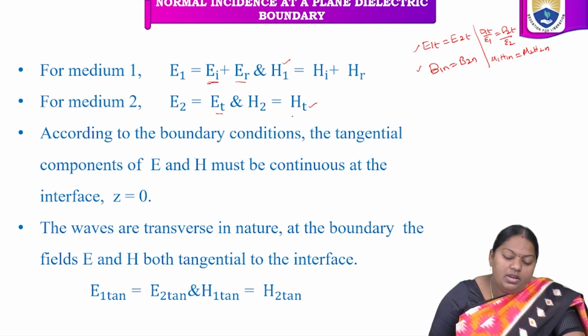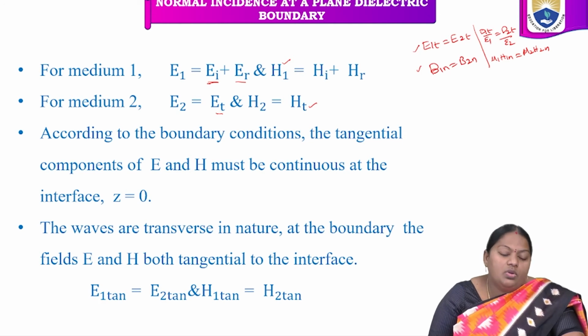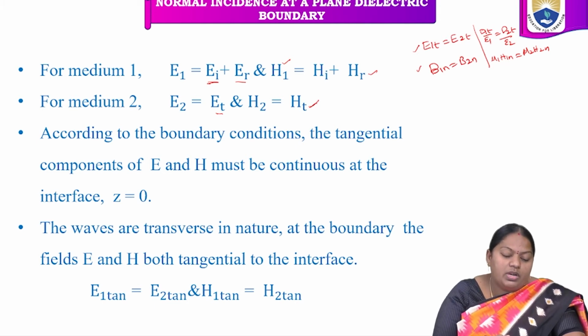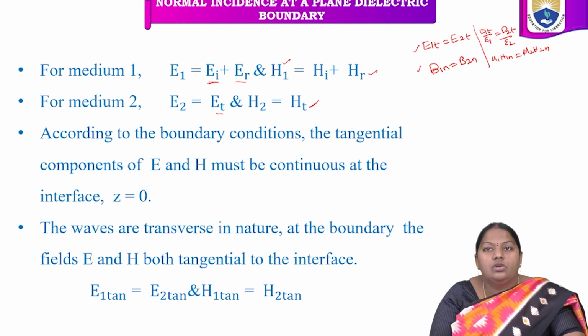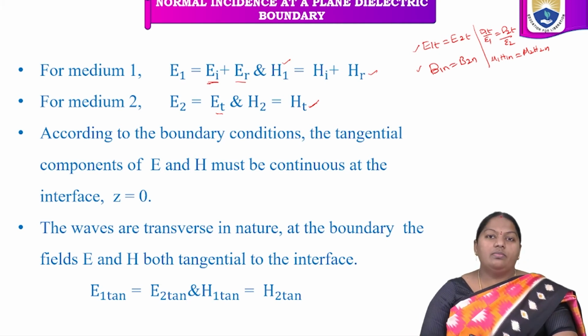Why? Because in medium 1 we have two waves, the incident wave and the reflected wave, and in medium 2 we have only the transmitted wave, that is Et. Field strengths are given by E2 equal to Et and H2 equal to Ht. So I think everybody understood how we have written these two. According to the medium 1 properties, we have E1, H1, E2, H2. Next is according to the boundary conditions. Because there is a boundary which exists at Z equal to 0. Below Z equal to 0, we have medium 1 and above Z equal to 0, we have medium 2.